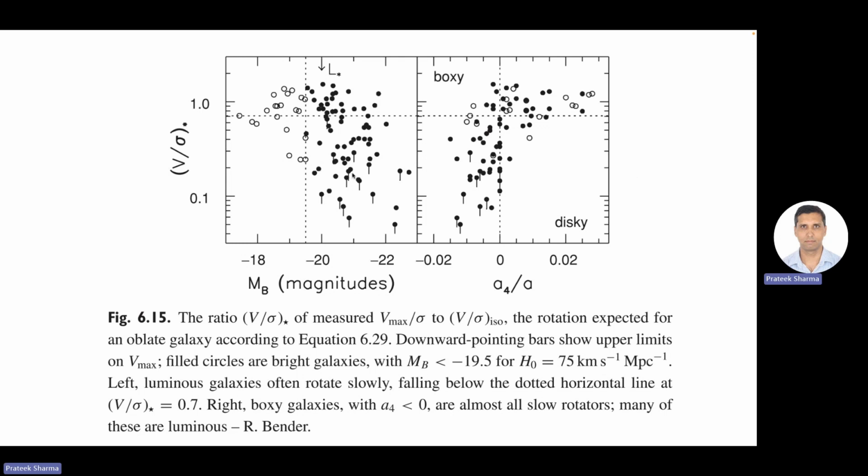So what you see is that the more massive galaxies, which are the filled ones, have lower rotational support compared to the less massive galaxies. And this is A4 by A. This is the disky, boxy business. So the negative values are boxy isophotes, and more or less the boxy ones are the more massive ones, which are dark here.